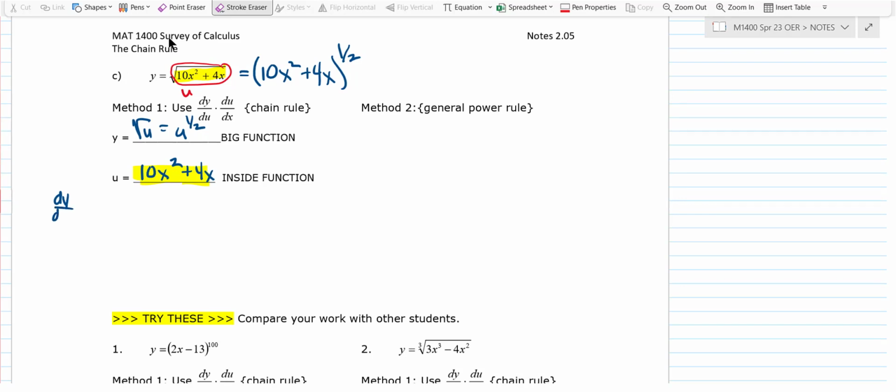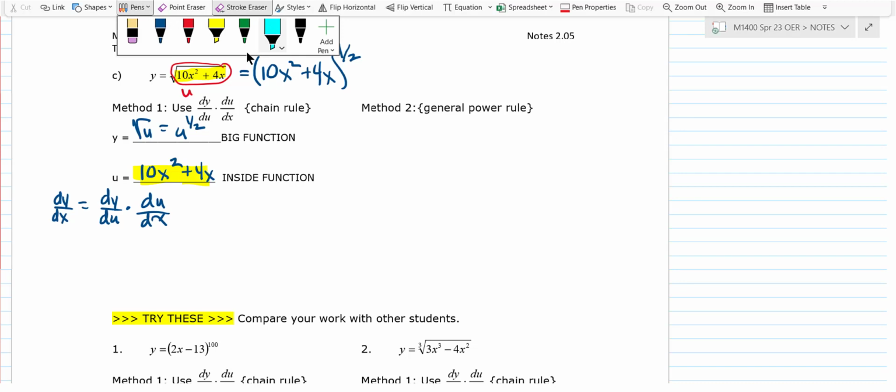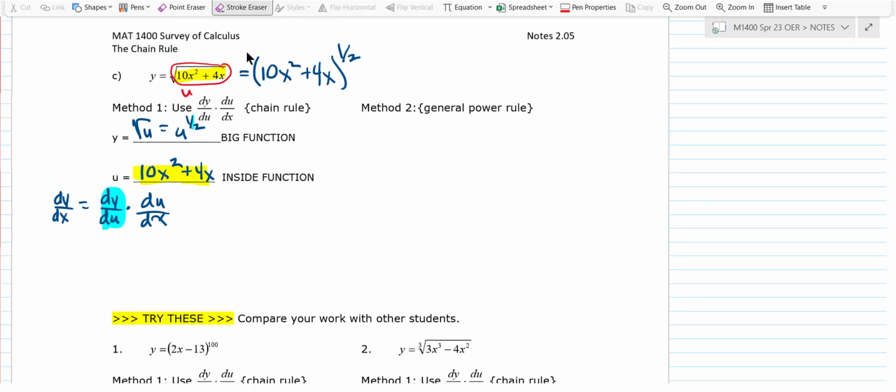So the chain rule is dy over dx equals dy over du multiplied by du over dx. Okay, just write it down. And then what you do is you do this in your head. So when we do dy over du, you're doing the derivative of u to the 1/2 power. So in your head, what's the derivative of u to the 1/2?